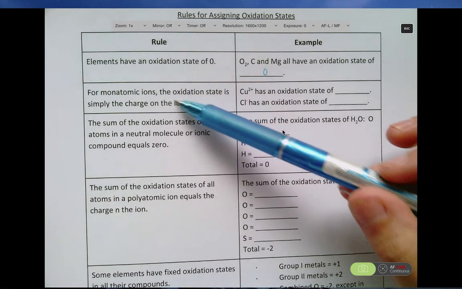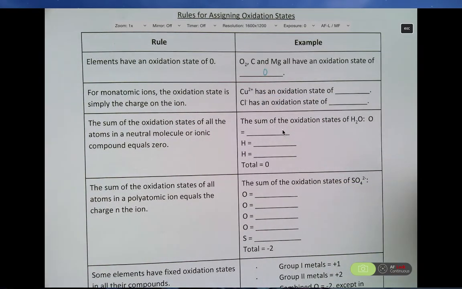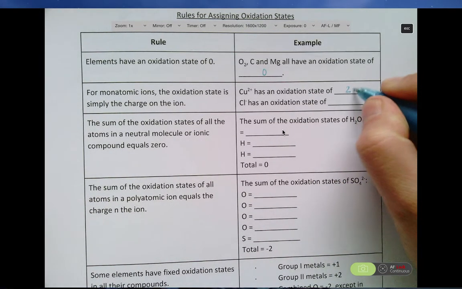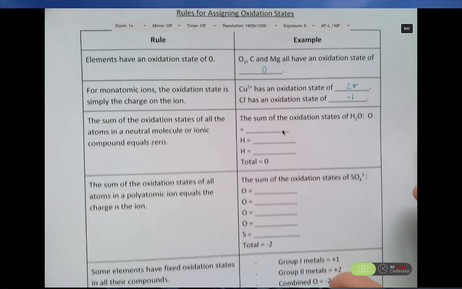For monatomic ions, the oxidation state is simply the charge on the ion. So copper has an oxidation state in this particular instance of +2, or 2 positive, same thing. Chloride has an oxidation state of -1. Simple as that. So that's rule number 2.